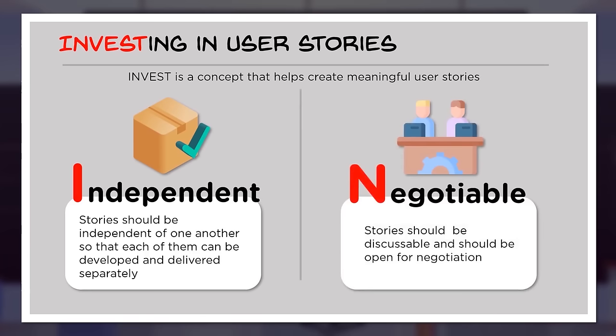Negotiable. When we say negotiable, user stories can always be changed or rewritten. At any given point in time, we should be able to make the modifications required. That should support the flexibility associated with agile methodologies. Since requirements often evolve and change, and these changes come for various different reasons, how do we change or modify these user stories so that adaptation to the changing requirements can happen? So stories should be discussable and open for negotiation for any change scenarios.